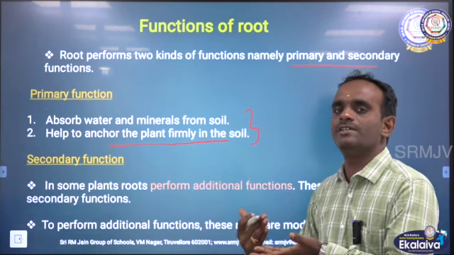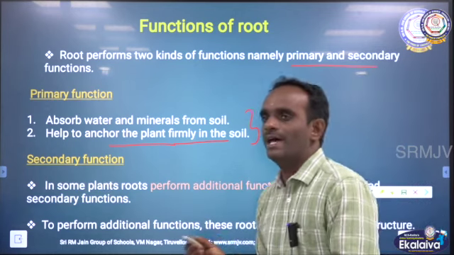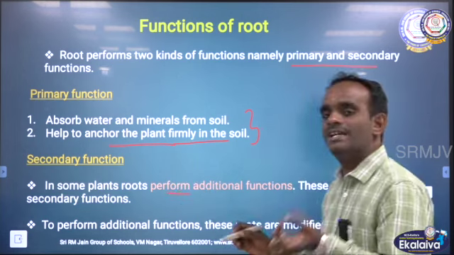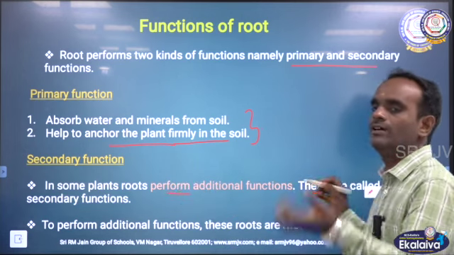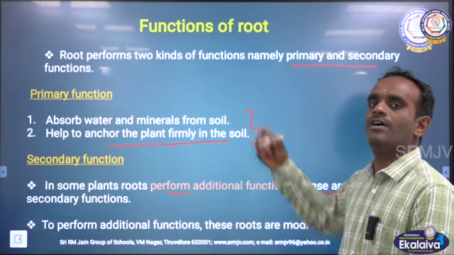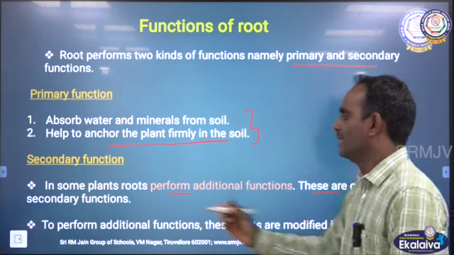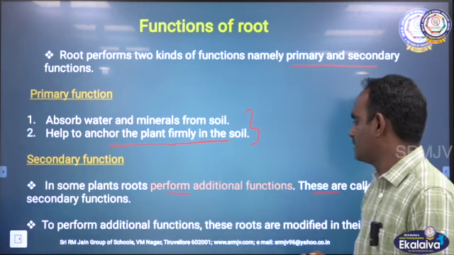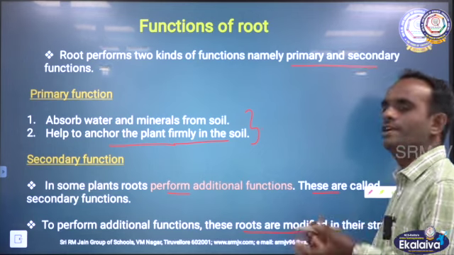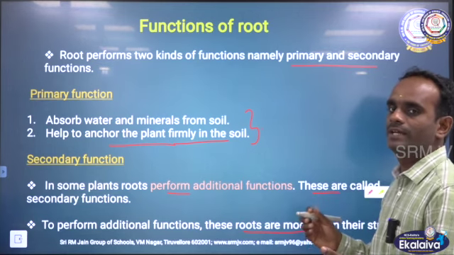What is the secondary function? In some plants, roots perform additional functions. These are called secondary functions or additional functions. To perform additional functions, these roots are modified in their structure. Okay.